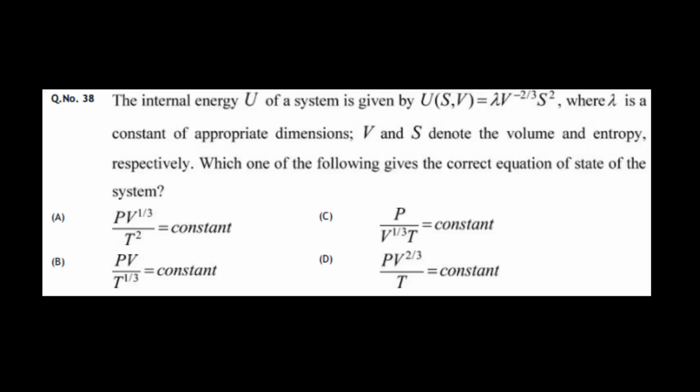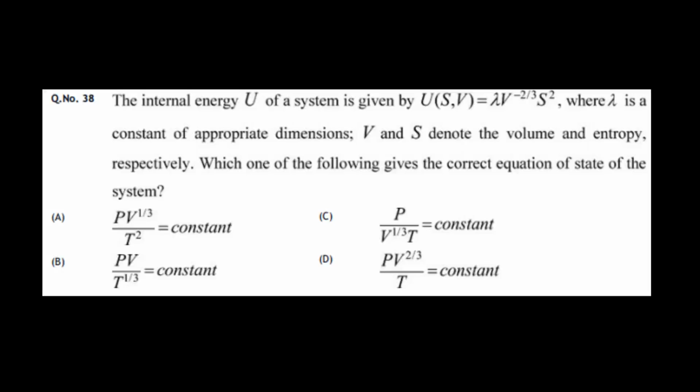Option A, P V power 1 by 3 divided by T square equal to constant. Option B, P V divided by T power 1 by 3 is equal to constant. Option C, P divided by V power 1 by 3 T equal to constant. Option D, P V power 2 by 3 divided by T is equal to constant.